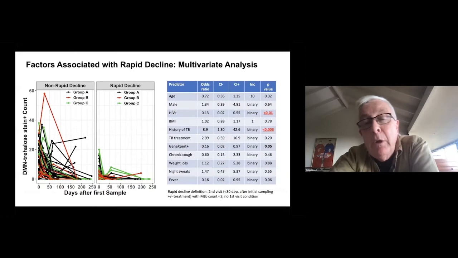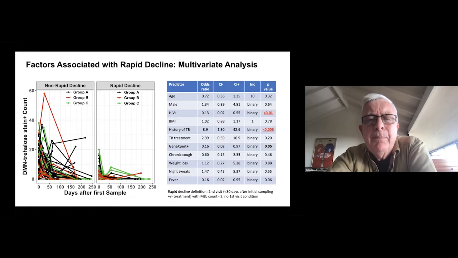So if we look again and somewhat arbitrarily divide this group into non-rapid decliners and rapid decliners, based on the early data at 2 weeks, had they managed to virtually clear their organisms down to less than three organisms. You can see that in multivariate analysis, two parameters stand out. The first one is HIV, which is much more associated, a six-fold higher proportion in the non-rapid decliners. So it's a factor which is interfering with treatment or time. And then the other one is previous history of TB, which is associated with an almost ninefold increase amongst the rapid decliners.